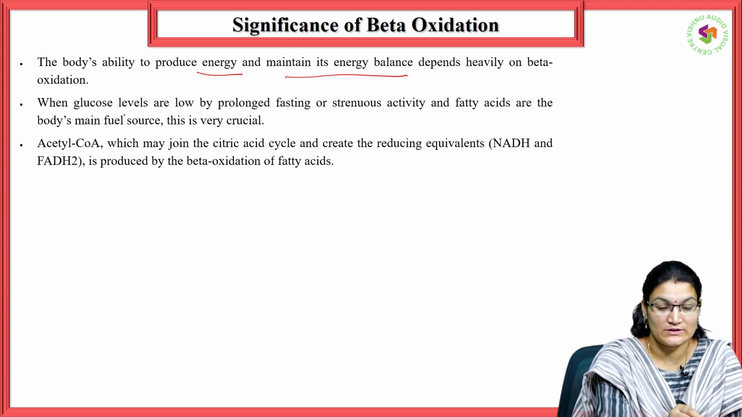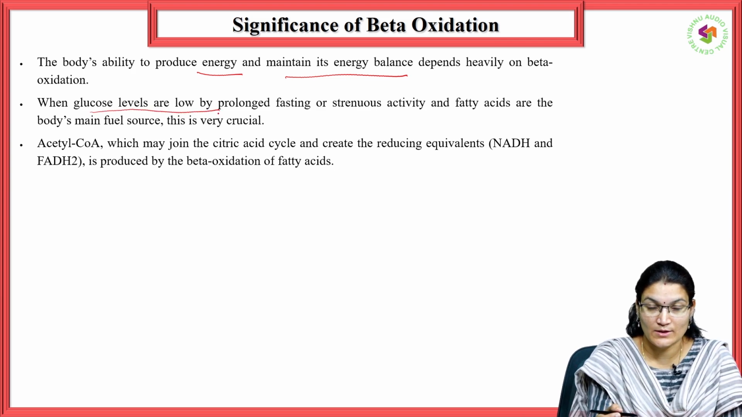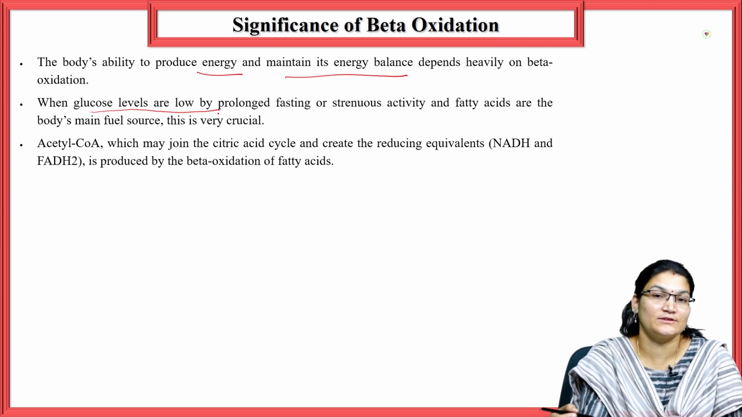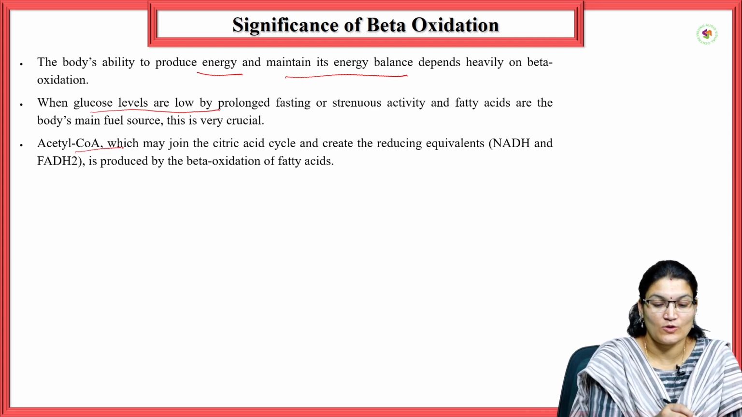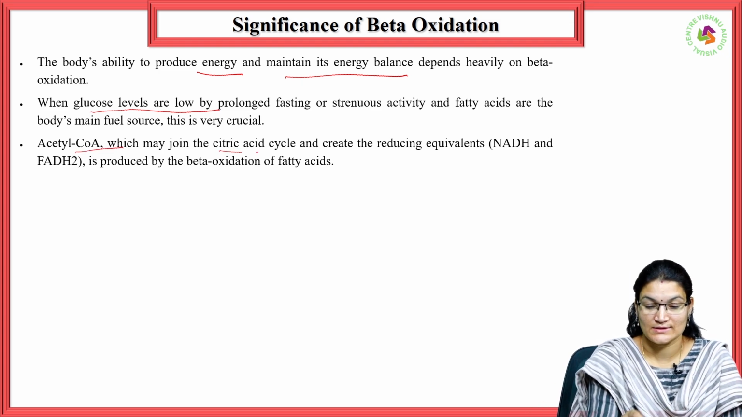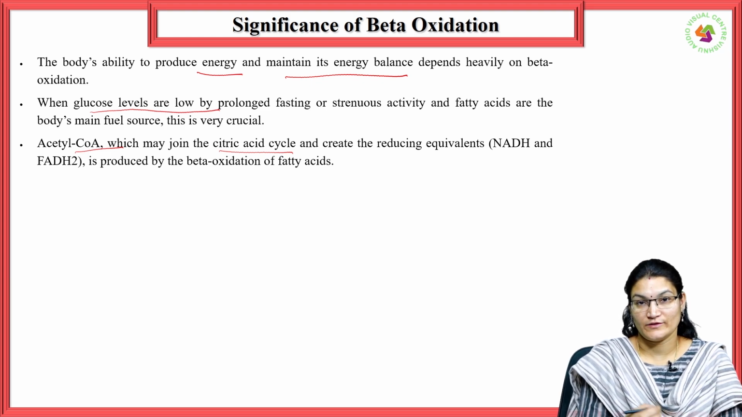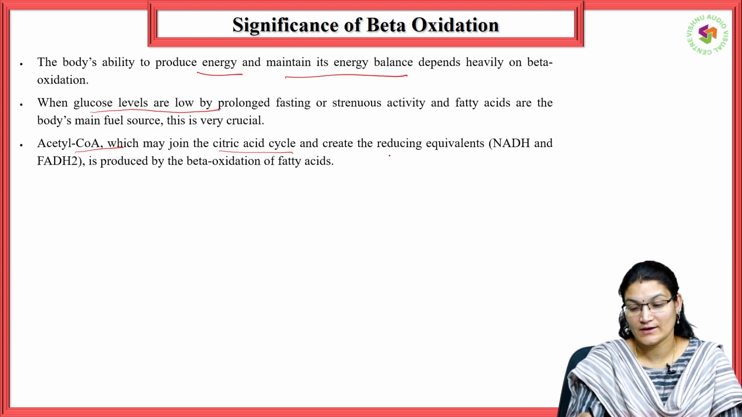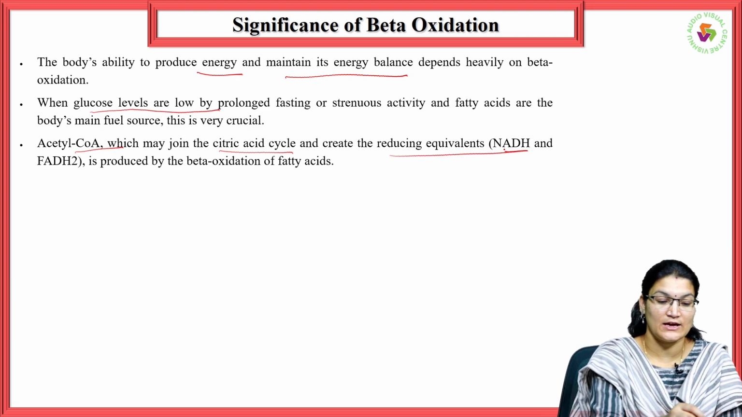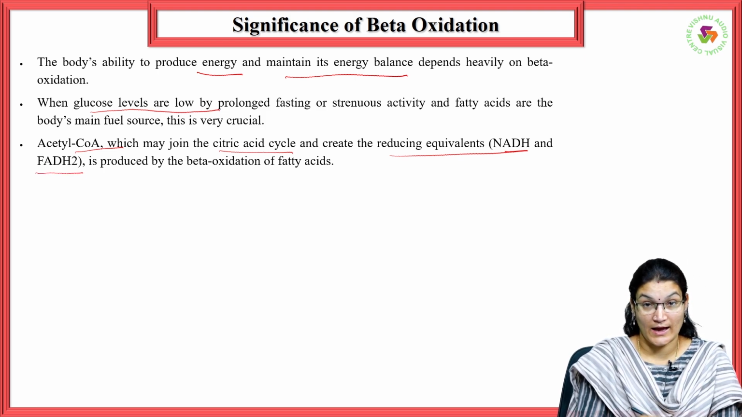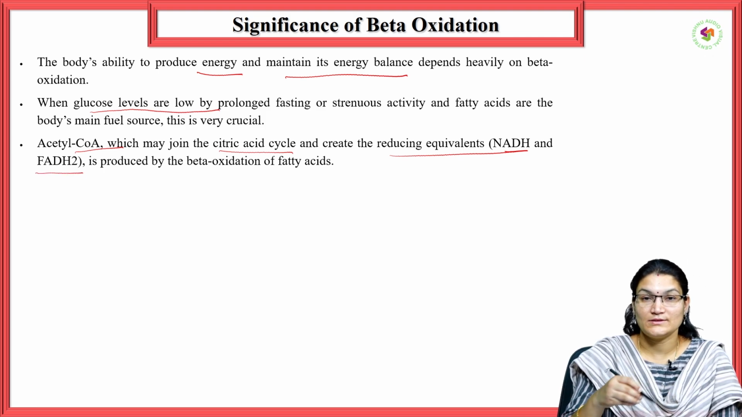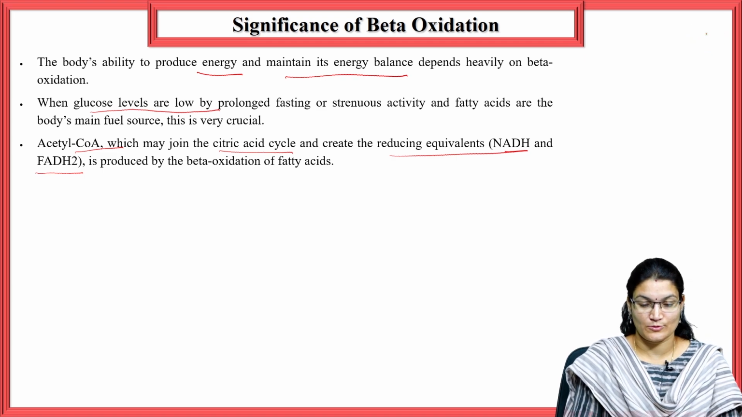And whenever the glucose levels are low in the body, the fatty acids get converted into acetyl coenzyme A. And this acetyl coenzyme A is used in the citric acid cycle, which can create reducing equivalents NADH as well as FADH, and also ATP. All these 3 are utilized in the electron transport chain.